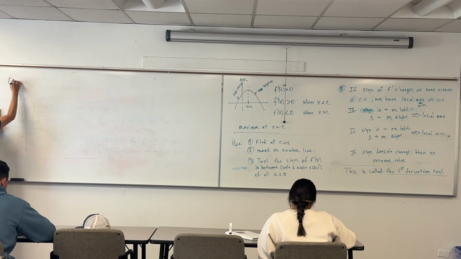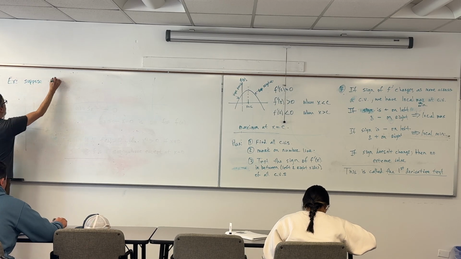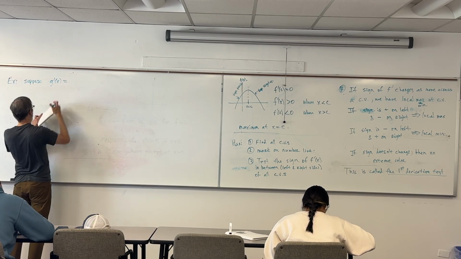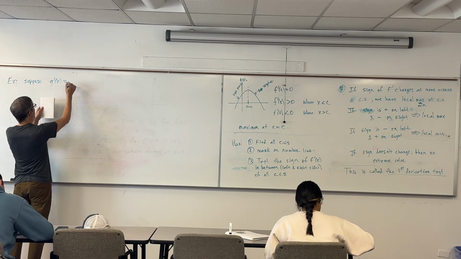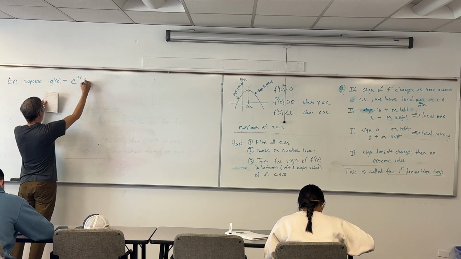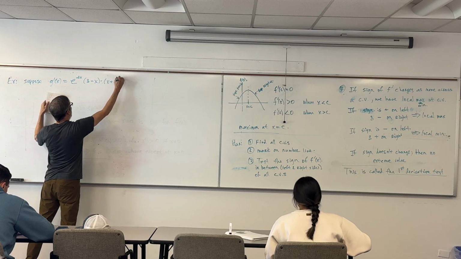Example. Suppose g prime of x, so got the first derivative, is equal to, is this the guy I want? Yeah, I guess this is the first. Oh, yeah, good, I got a better one. e to the negative 2x times (3 minus x) times (x plus 1) quantity squared.